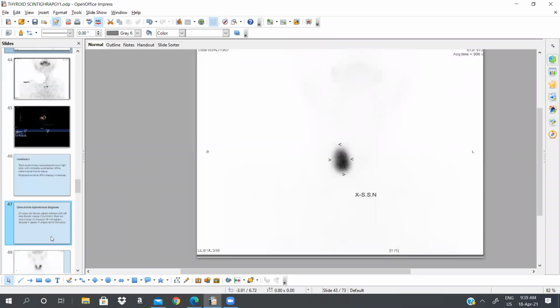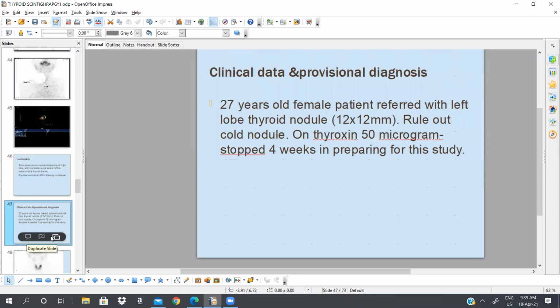Another scenario: a 27 years old female referred with a left lobe thyroid nodule to rule out if it is cold or not cold. The patient is on thyroxine. Why? Maybe because she is hypo. And we have to stop this thyroxine for 4 weeks in preparing for this study. Why? Because if the patient is on thyroxine, it will block the thyroid from trapping the tracer from the bloodstream.